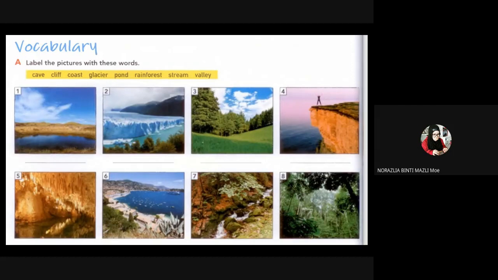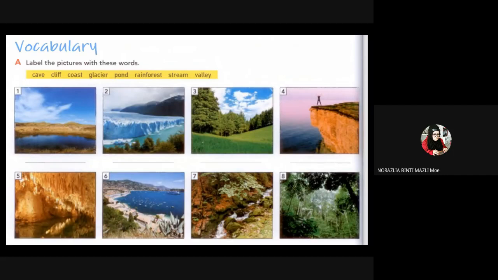So tengoklah number 1 tu. What do you think? Is it a glacier ke? Is it a rainforest ke? Think about it. Don't give me the answer. We are going to discuss the answer on Friday, insyaAllah. On Friday we have class, pukul 10. So we are going to discuss this on Friday.